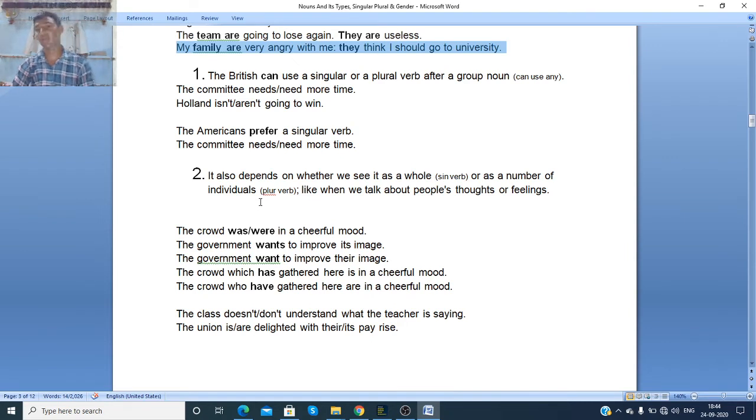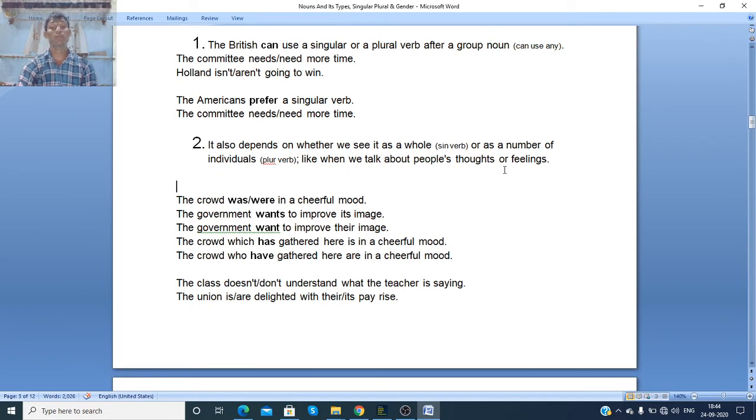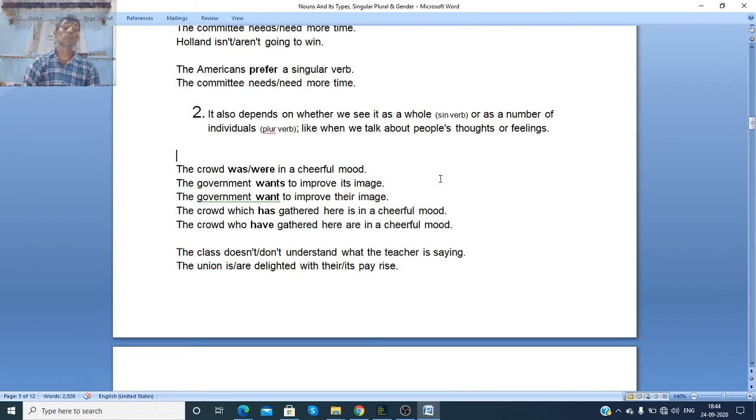Two are happy, three are not happy, one is confused, some are not happy. When we talk about people's thoughts or feelings, we see that some are happy, unhappy, agree, disagree, want, don't want. So when we talk about people's thoughts or feelings, we can use singular or plural. When we see all of them as individuals, we use plural, and when we see all of them as one unit, we use singular. For example, the crowd was in a cheerful mood.